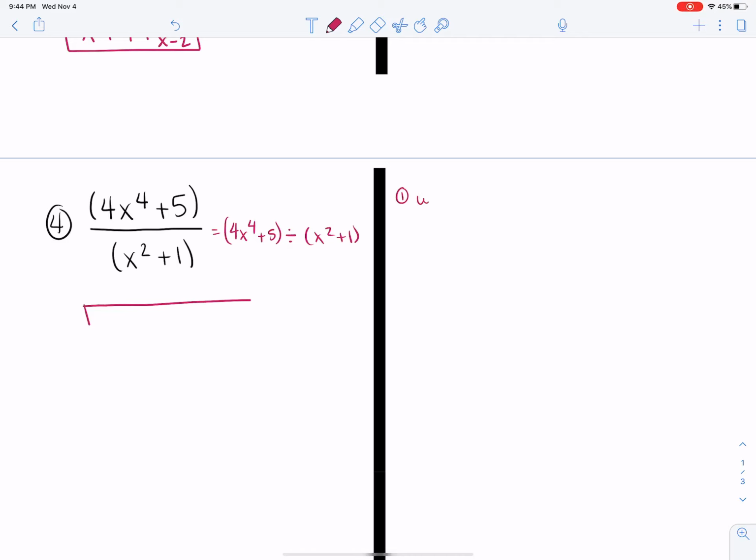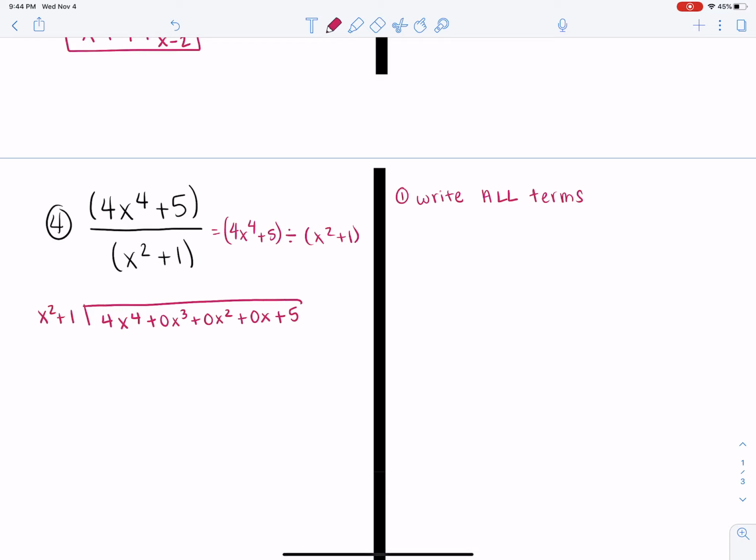So step 1, we need to write all terms, even if they're not shown. So what I mean is when this starts at 4x to the 4th power, I need to write x to the 3rd power and x to the 2nd power and x to the 1st power, but they're not there. So I have 4x to the 4th power plus 0x cubed plus 0x squared plus 0x, and now I can write the plus 5. So you have to include all possible terms between where you start and where you end, okay? Then on the outside, we have the x squared plus 1.